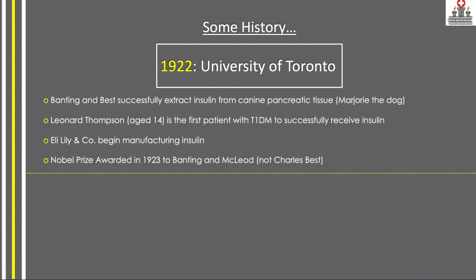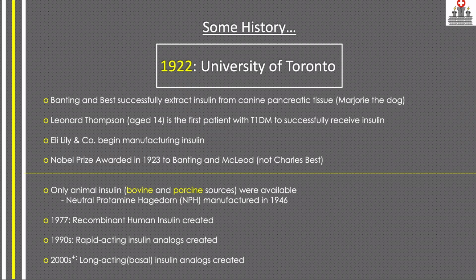Charles Best was not appreciated, only being a medical student, and he wasn't given the Nobel Prize. So if we go a bit more into the history, we can see that over the years, we slowly moved away from animal insulin. We then went to human insulin in the 70s. By the 90s and 2000s, we were creating analog, which is a laboratory modified insulin.